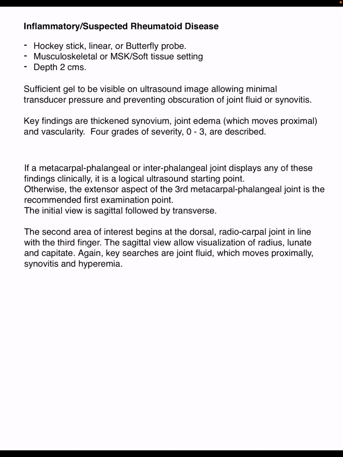The initial view is sagittal. The second area of interest begins at the dorsal radiocarpal joint in line with the third finger. A sagittal view here allows visualization of the radius, lunate, and capitate. Again, key searches are joint fluid, which moves proximally with pressure, synovitis, and hyperemia.